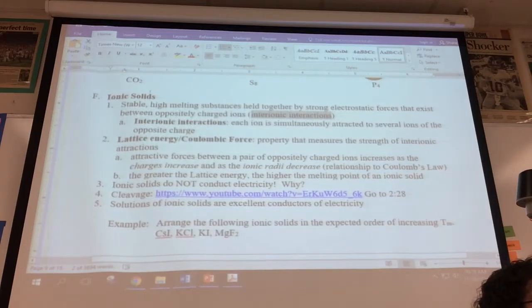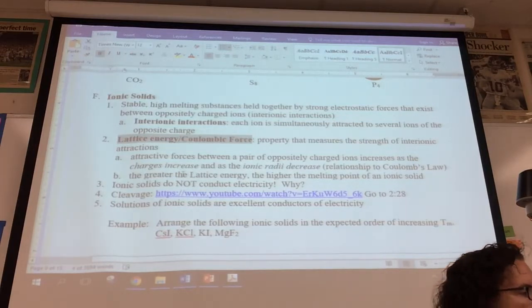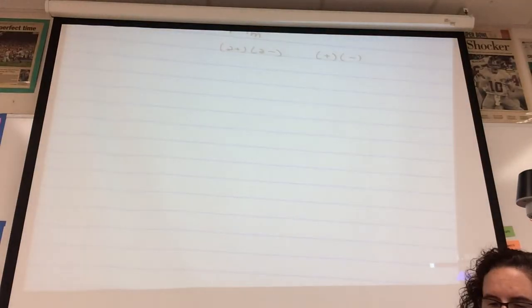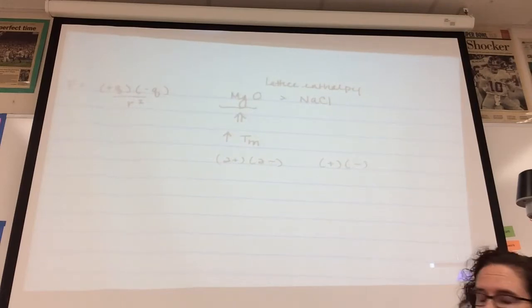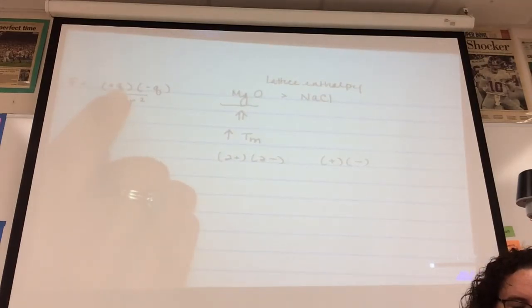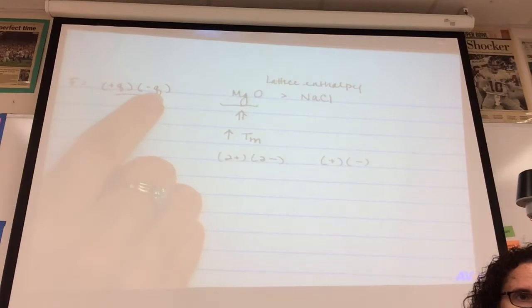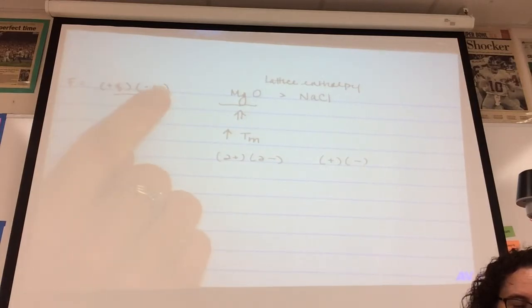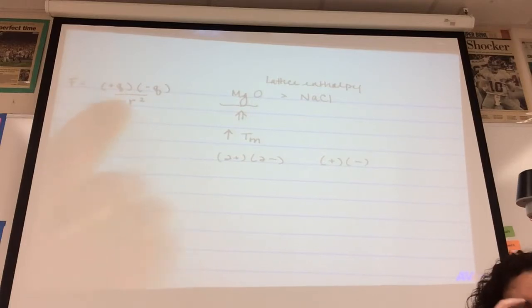In terms of ionic solids, what helps explain their very high melting and boiling points is their lattice energy, and we talked about coulombic attraction previously. You'll recall, or should recall, that force is equal to the magnitude of the positive times the magnitude of the negative charge over r squared. So the greater the charge, the greater the force. If the charge comparison is the same, you look at the radius.